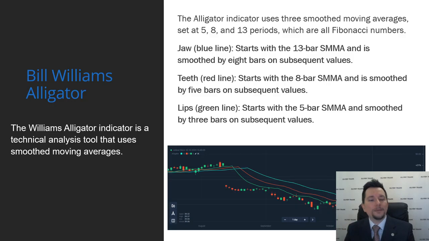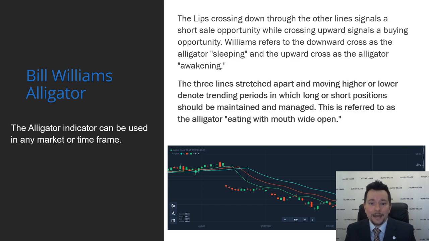Now, when we talk about the alligator, the signals that it gives usually pertain to what an alligator can do. It can sleep, it can eat, or it can be full. Now, let's start with the blue line, the jaw line. It's the biggest moving average. It's a 13 simple moving average, and it is smoothed by 8 bars on subsequent values. The teeth are the red line, and it's an 8-bar moving average, and then the lips are a green line with a 5-bar moving average. The only thing that you guys need to remember is the way that they interact. And let's get into that.